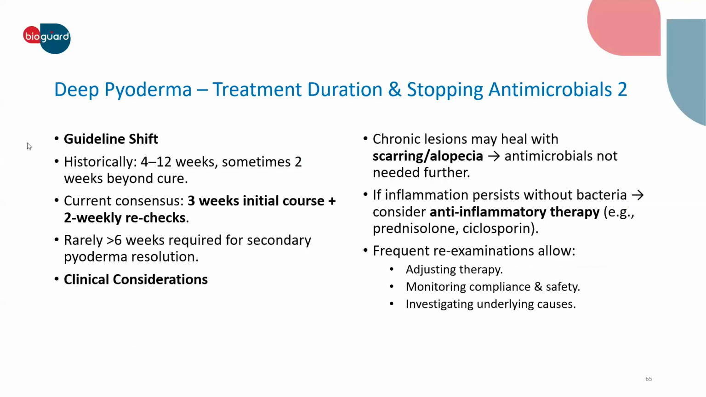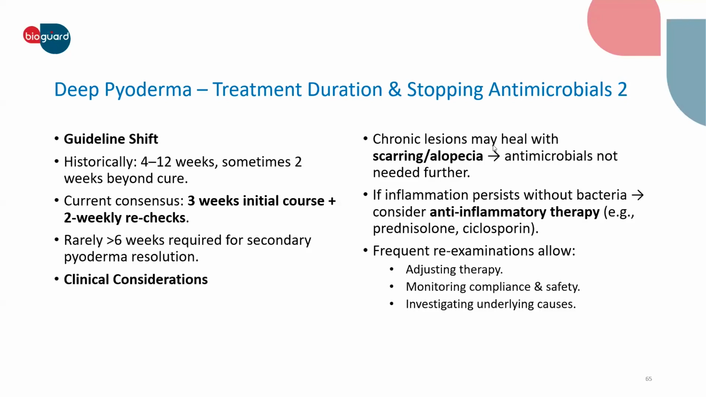And for the deep pyoderma, treatment with systemic antimicrobial may require 4 to 12 weeks, sometimes 2 weeks beyond cure. Current guidance suggests 3 weeks of initial course plus a 2-week recheck. And right now it's actually rarely greater than 6 weeks required for secondary pyoderma resolution.